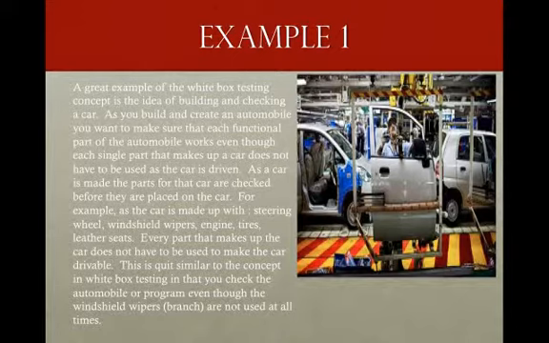For example, as the car is made up with steering wheels, windshield wipers, engine, tires, leather seats, every part that makes up the car does not have to be used to make the car drivable. This is quite similar to the concept in white box testing, in that you check the automobile or program even though the windshield wipers, quote unquote, branches are not used at all times.